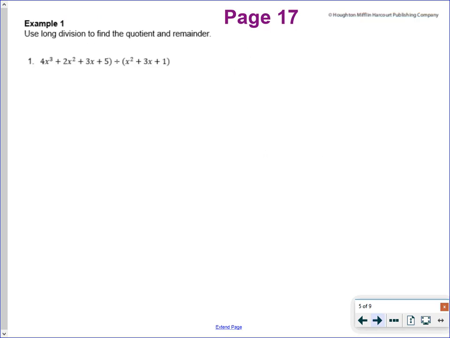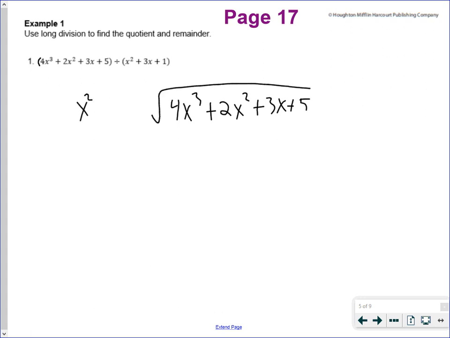So let's go ahead and actually do a problem. Math is better shown when you're actually doing a problem. Here we have number 1. We have 4x cubed plus 2x squared plus 3x plus 5 divided by x squared plus 3x plus 1. Let's just go ahead and write it out: 4x cubed plus 2x squared plus 3x plus 5, all divided by x squared plus 3x plus 1. That little dividing hat is what I was talking about. So we put it into our equation over here, and now we're going to divide.